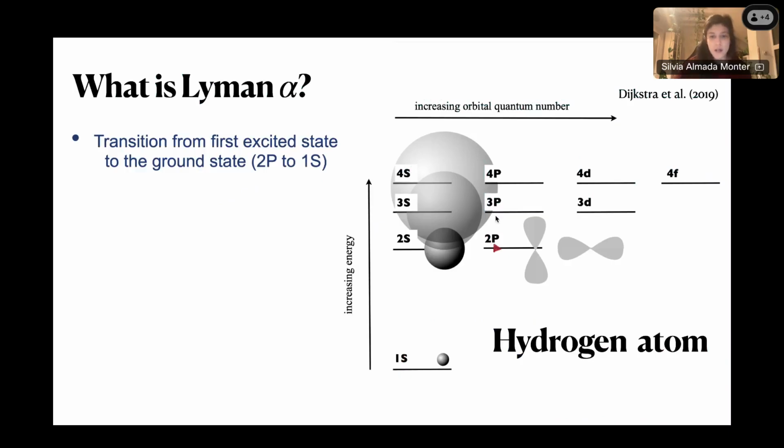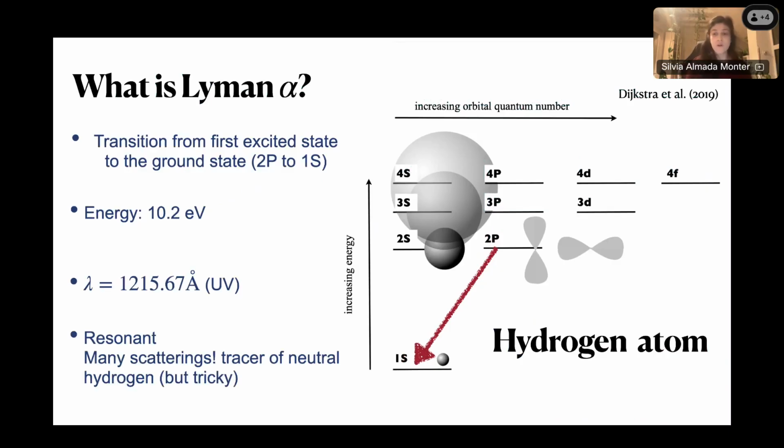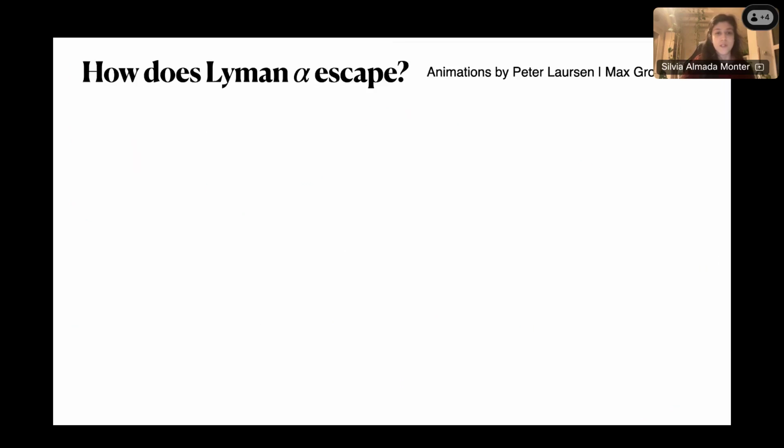So we know Lyman-α, it's the transition from the first excited state, and it's in the UV part of the spectrum. And one of the most important things, and the things that I like about Lyman-α the most, is that it's a resonant line, which means that there are many scatterings, and this makes it a very good tracer of neutral hydrogen. It's a bit tricky, but I will talk about it in a moment.